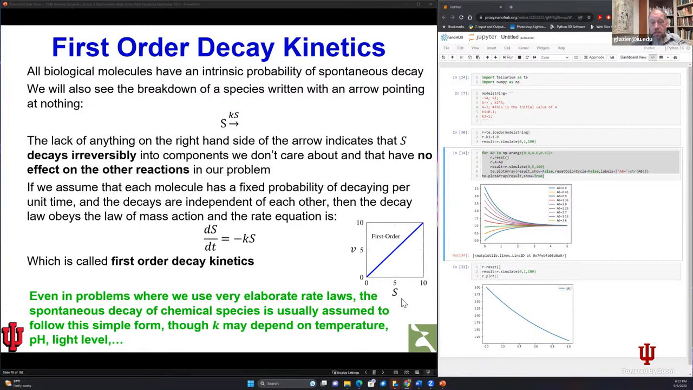Even when the synthesis of molecules is very elaborate, the decay of molecules is almost always first order kinetics. The only time that's not going to be true is when you have something where you have assisted decay or breakdown, things like ubiquitination. And even then, the rate of decay of the molecule, the K value, will change, but the proportionality won't change because molecules decay independently of each other. The only time that wouldn't be true is if the molecules have to hybridize to decay. That's not that it never happens, but it's not very frequent.